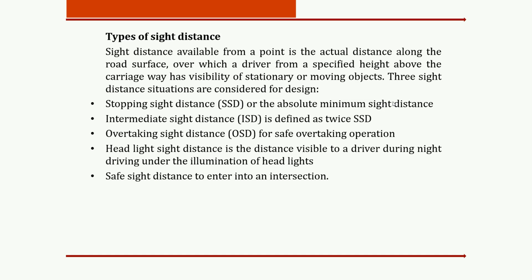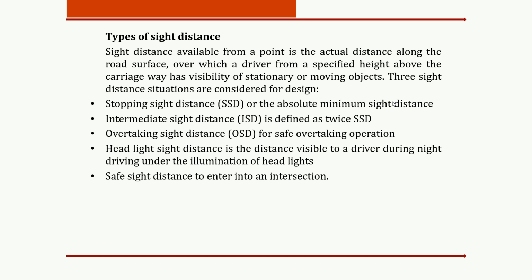Then one of the important things is the various types of sight distance. To avoid various types of accidents on the road, the sight distance plays a very important role. There are different types of sight distance, which we are going to study. Then what do you mean by the sight distance? The sight distance available from a point is the actual distance along the road surface over which a driver from a specified height above the carriageway has visibility of a stationary or moving object. Three sight distance situations are considered for a design.